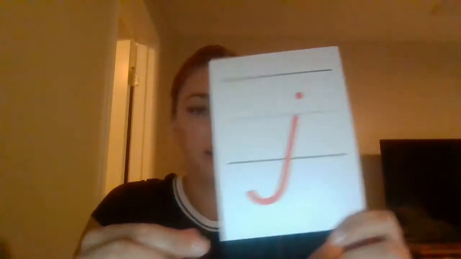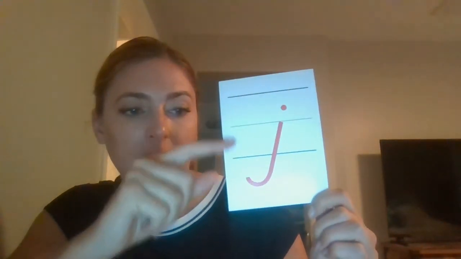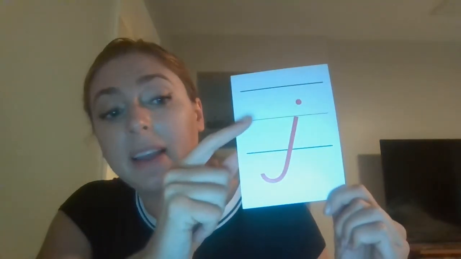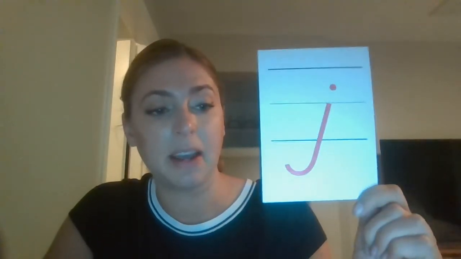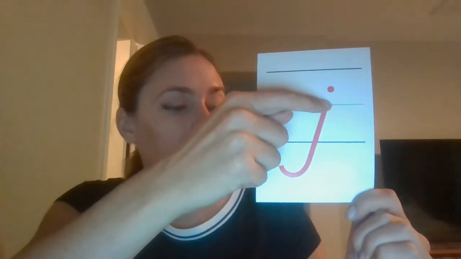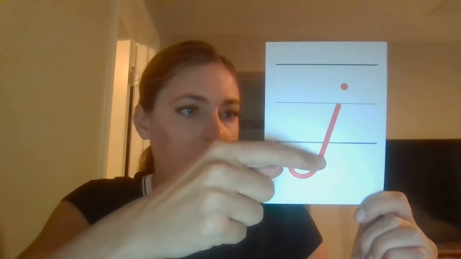Our letter J, if we're looking at our writing grid and our top line, midline, and baseline, begins at the midline. So we're going to start at the midline. We're going to drop down halfway below the baseline, and we're going to have a small swoop up. Then you pick up your pencil and dot, just like that.